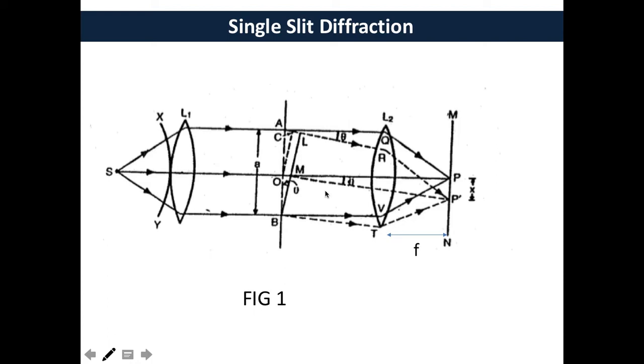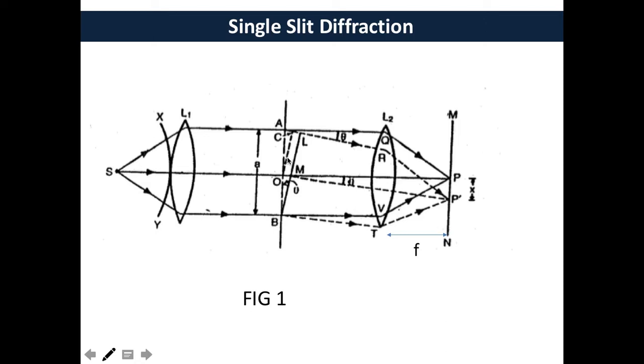It means for every point in the upper half OA, there is a corresponding point in the lower half OB, right? Therefore, the path difference of these waves is lambda by 2. The whole is lambda, so this is lambda by 2, lambda by 2. We have divided here into two parts, OA and OB.